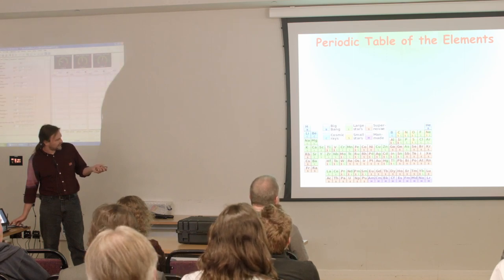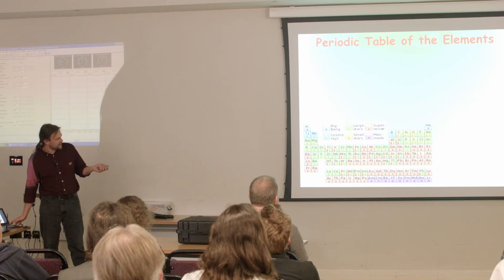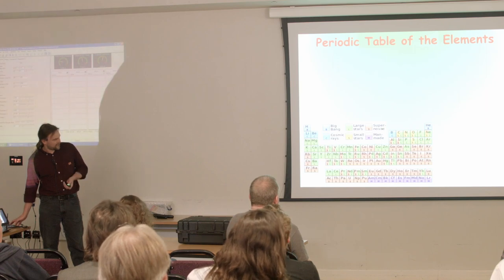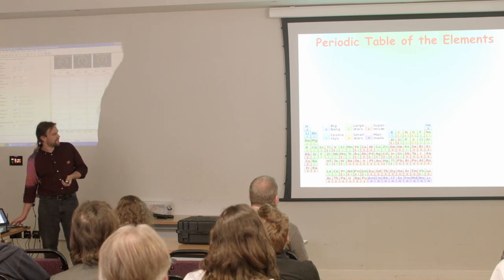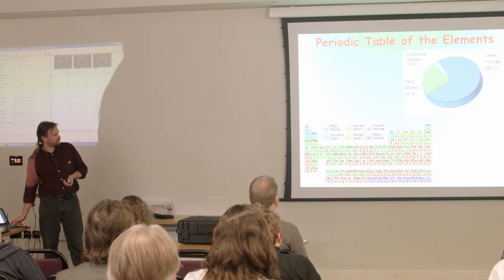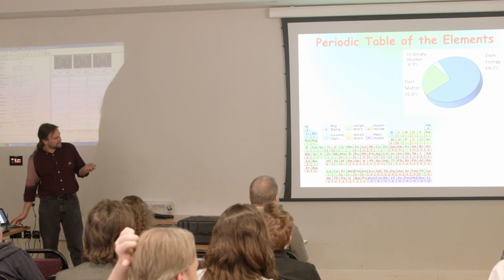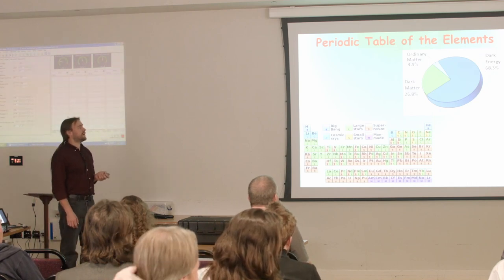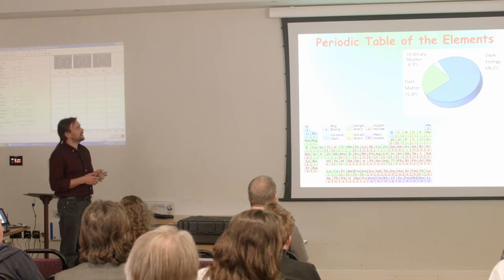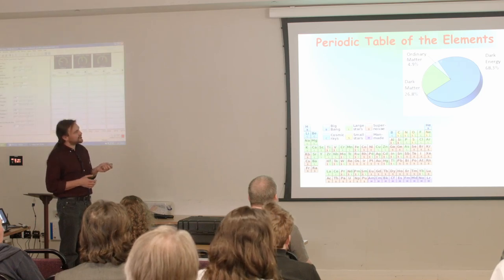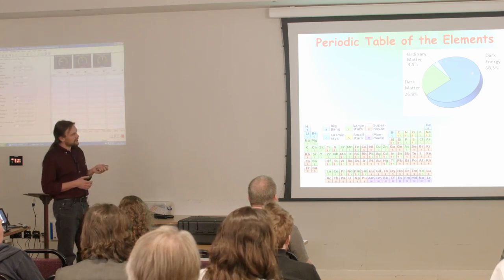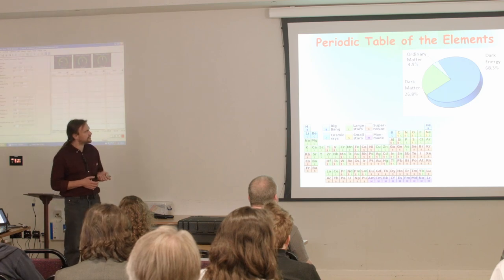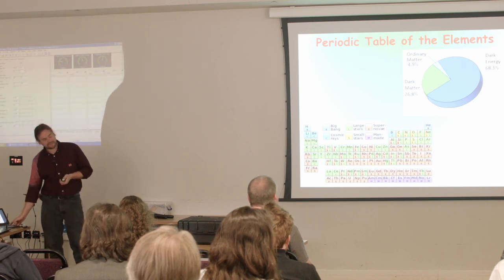So the hydrogen and helium, they came from the Big Bang. Various other elements came from cosmic rays, large stars, small stars. And that's what we know from the chemistry. This is a pie chart of the matter in our universe. So with our mass spectrometer, we can only detect the ordinary matter. I don't think this stuff's going to work in our mass spectrometer, but it's only 4.9%.